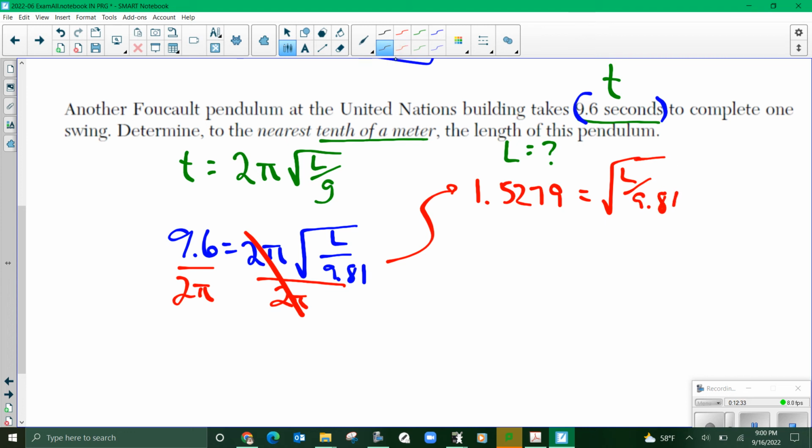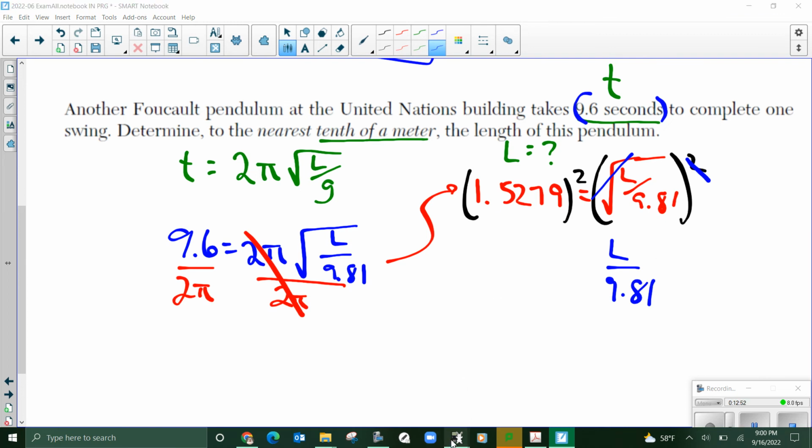Okay, now I need to get rid of the square root. So I'm going to do the opposite of that and square. What I do to one side, I have to do to the other. So my square and my square root cancel. I have L over 9.81. But I need to square this.